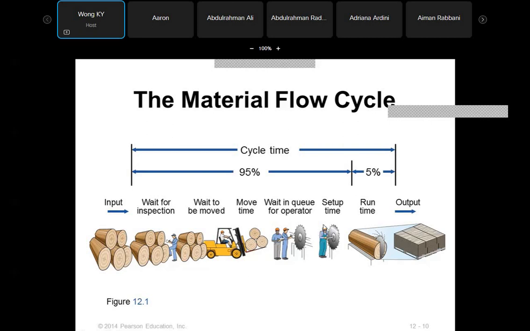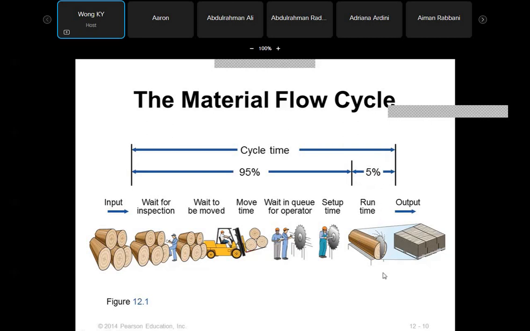So the operator sets up the cutter, so setup time is involved, and when everything has been set up, only then will the production process begin. The cutting process will begin. So the wood or the tree trunk is being cut. Okay, they are cut into piles of wood, which is called plywood, I think. So this is plywood.